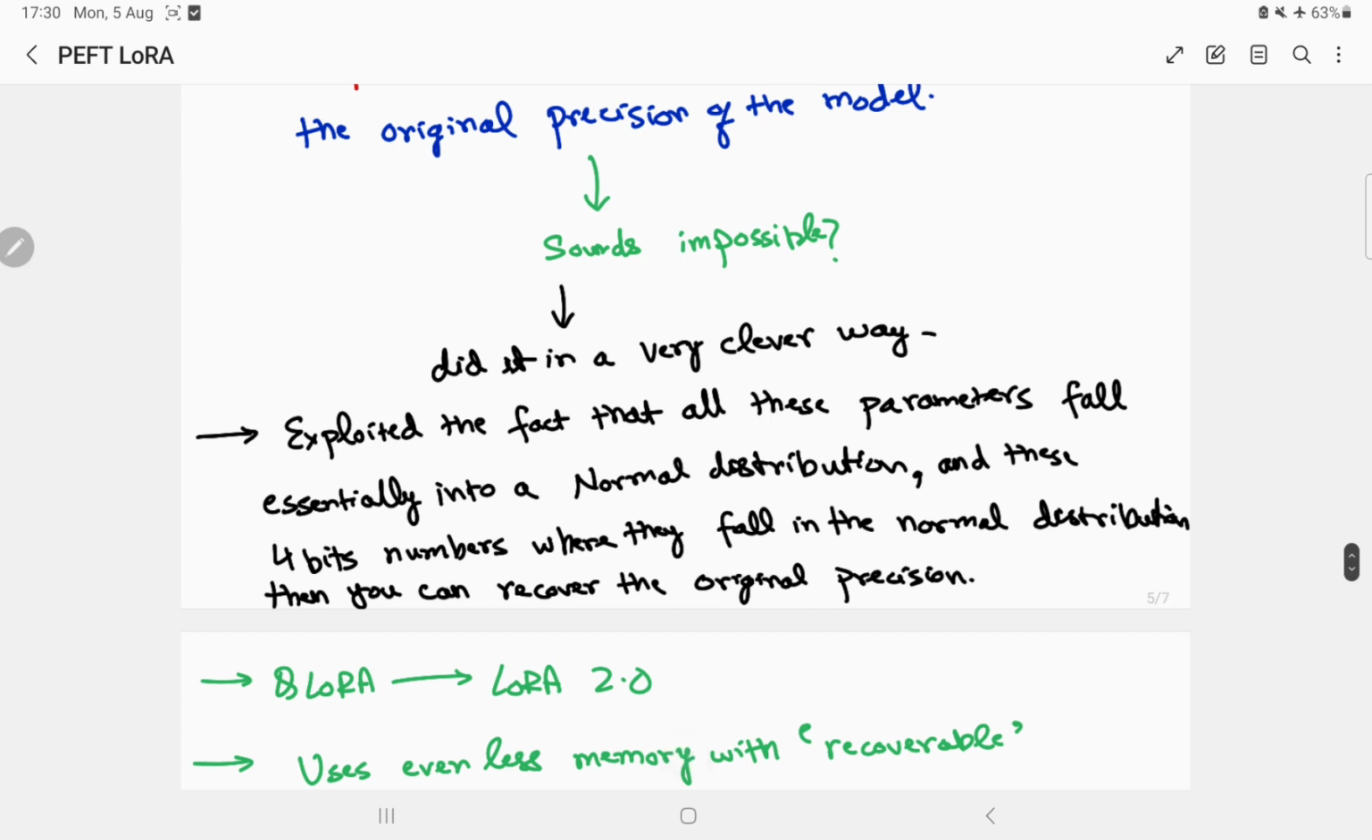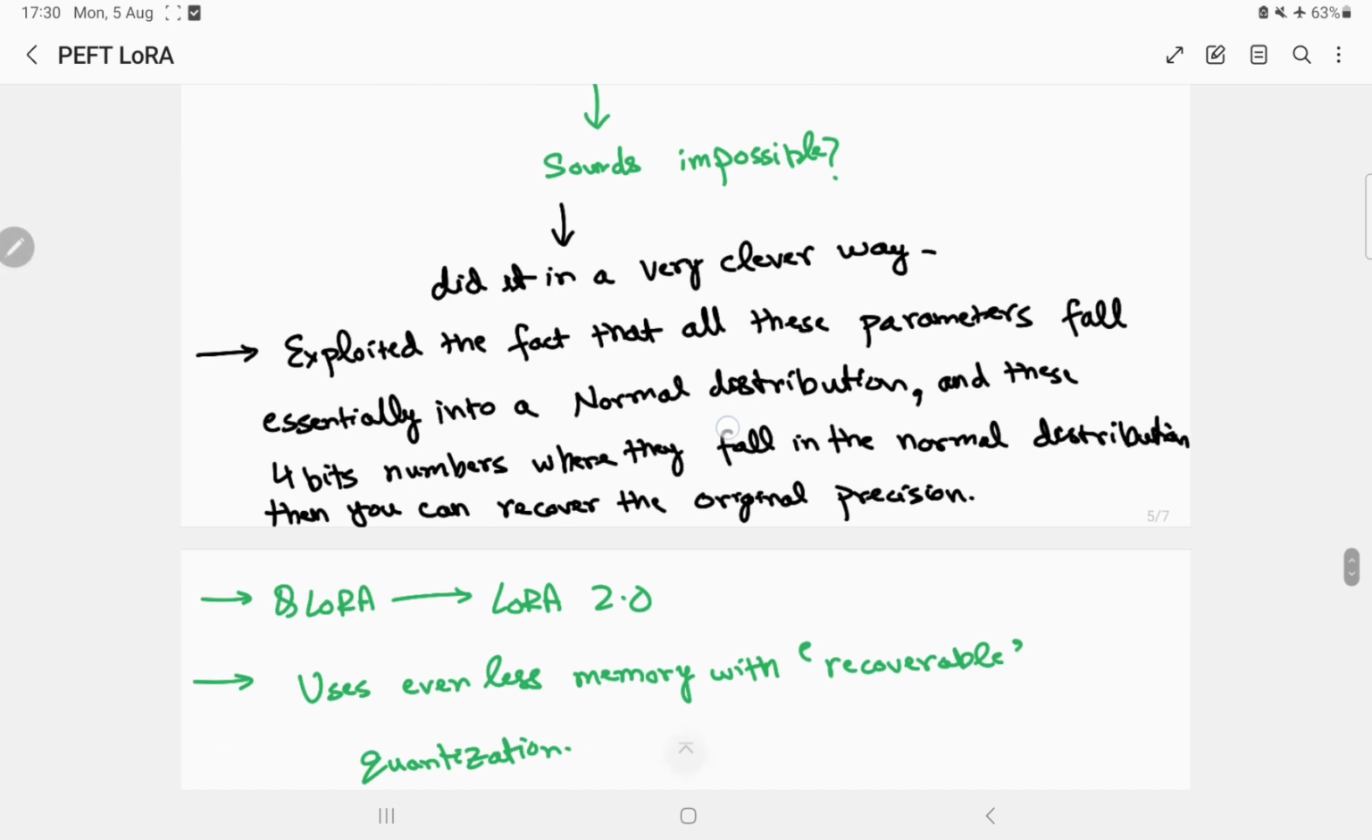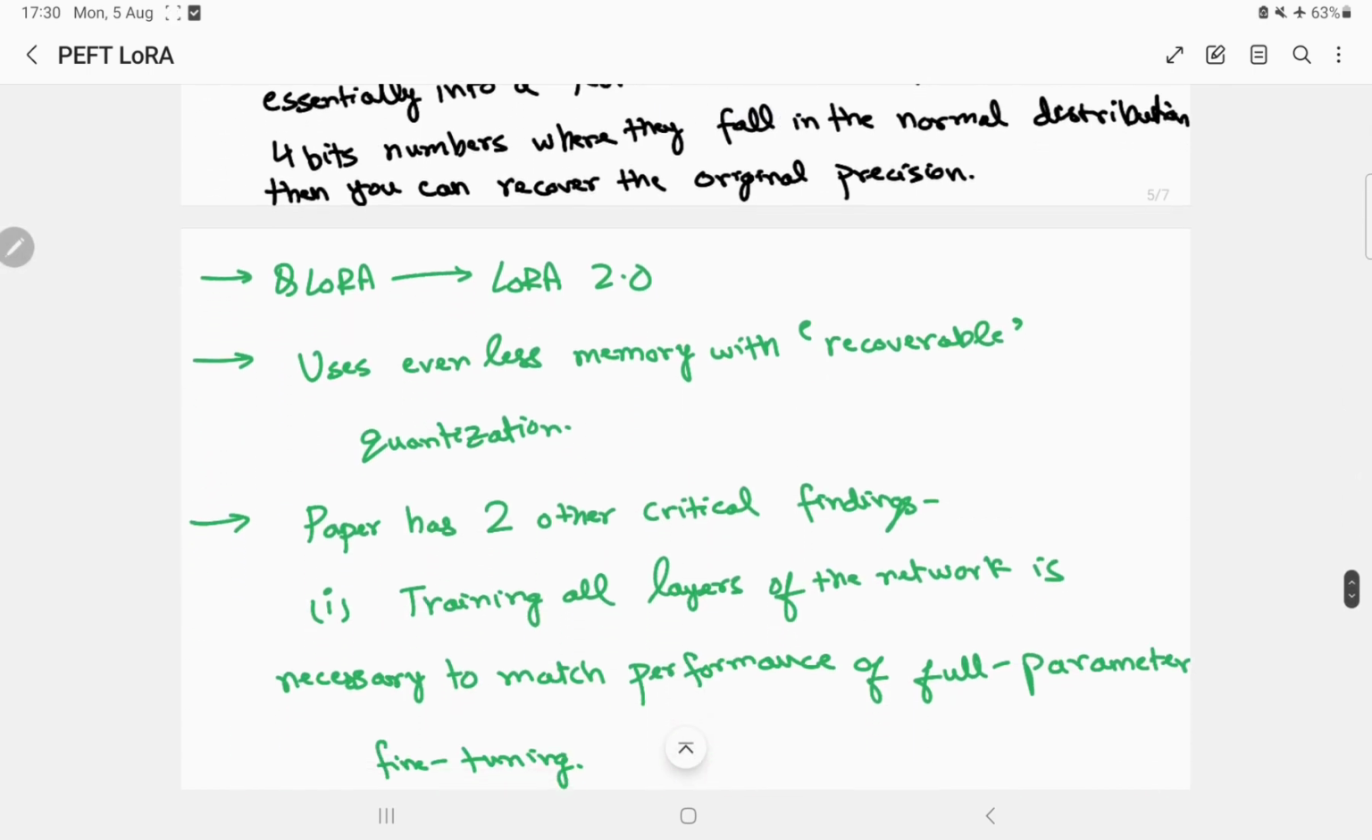So the core idea is that they exploited the fact that all these parameters fall essentially onto a normal distribution, and using where these 4-bit numbers fall in the normal distribution, you can recover the original precision. So think of QLoRA as LoRA 2.0 or the upgraded version of LoRA, and it uses even lesser memory with recoverable quantization.